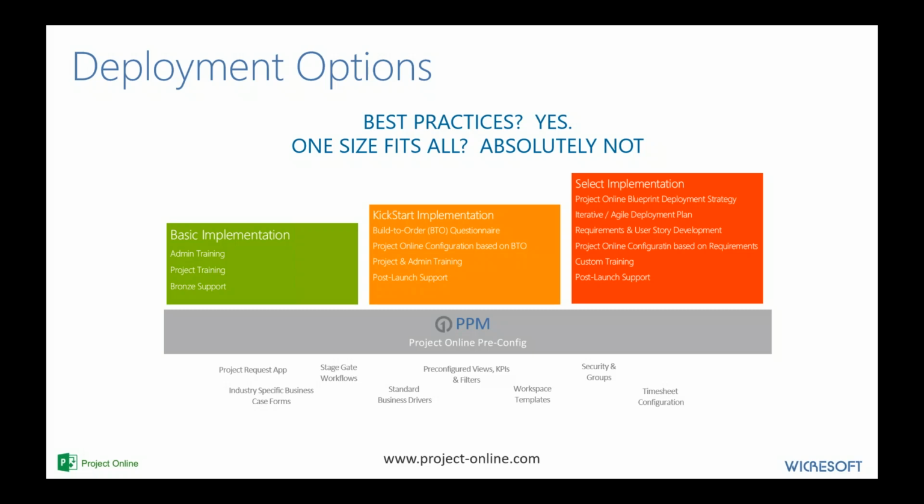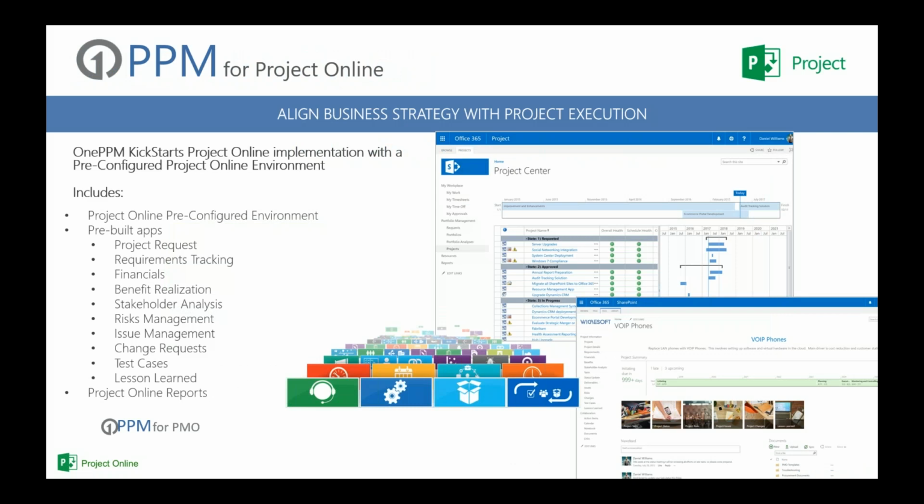All of this is built upon our 1 PPM Project Online pre-configured environment. So 1 PPM takes our best practices from years of doing Project Online deployments and rolls this into a packaged solution that we deploy as a starting point for you called 1 PPM, with all of the different views, custom fields, KPI indicators, and reports that you'll need to get started quickly, not within months and months, but rather within weeks to get this up and running and deployed very rapidly for your organization.